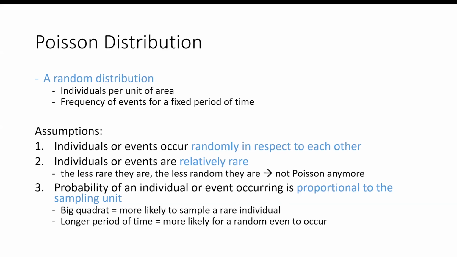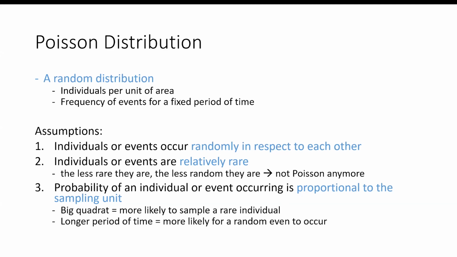The Poisson distribution assumes that the number of individuals per unit area or the frequency of events per fixed period of time are random. So not clustered together or uniform, like one bird flies overhead every 1 minute and 36 seconds, right? That wouldn't be random, that would be uniform. Same if you found birds in a clumped distribution, right? Maybe you find like 10 birds clumped together roughly every 20 meters. That's not a random distribution, that's clumped.